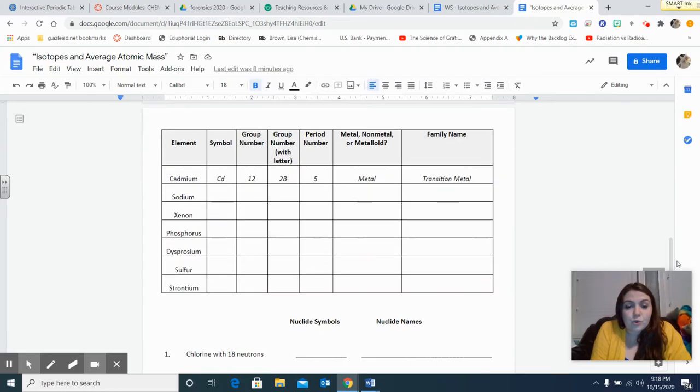Okay. Now, if I scroll down, this is review. I just figured I'd review it since I already have you in this video. So you have the element here, the symbol, you just find on the periodic table. So find sodium, or when you find cadmium on the periodic table, it's Cd. The group number is always the up and down.